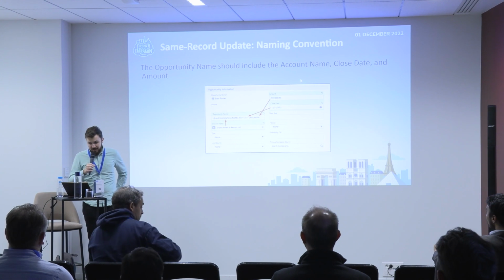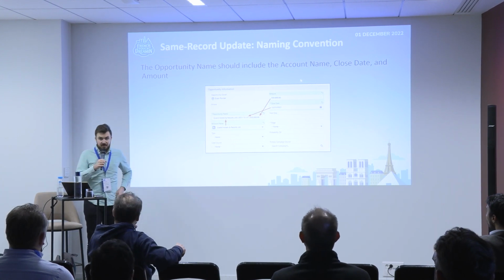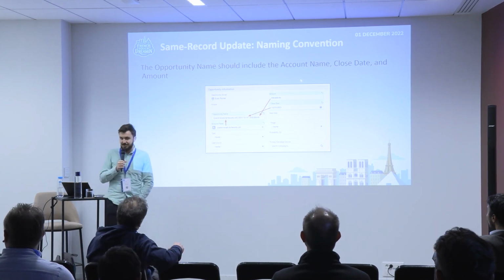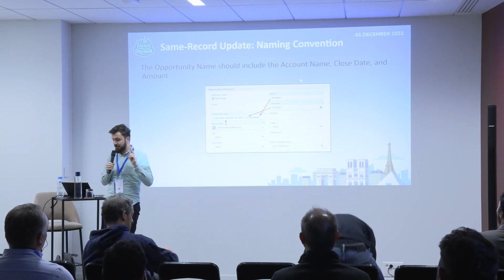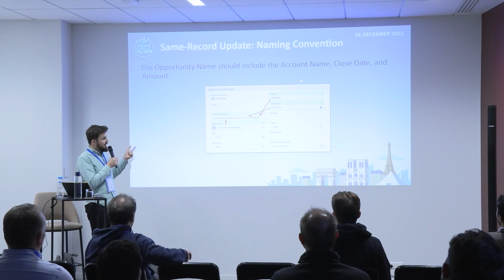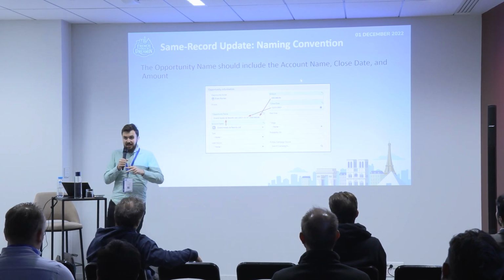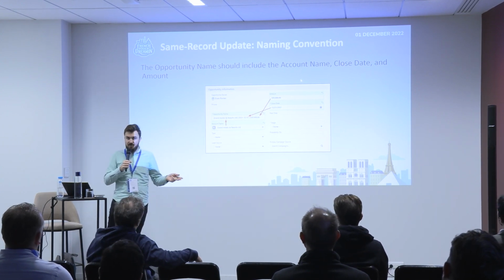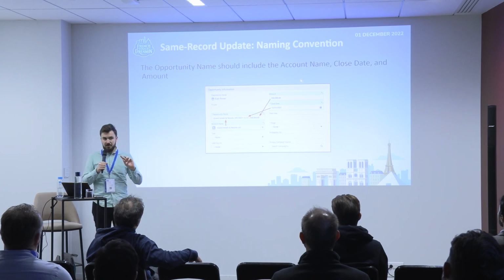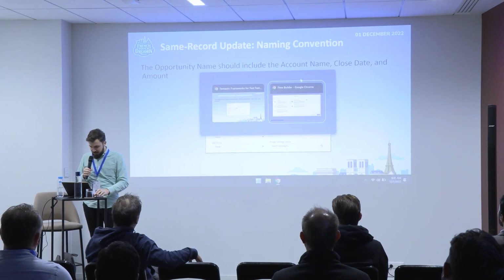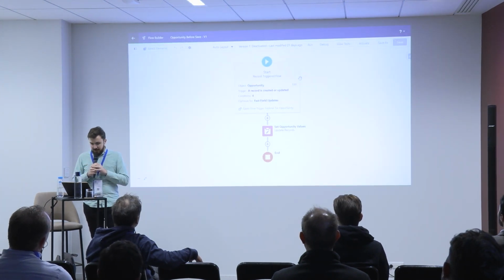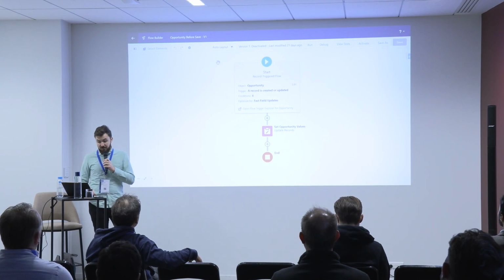Our first example is a naming convention. So this fictitious sales company wants to have all of their opportunity records have consistent names. They should all include the account name, the close date, and the amount. And anytime any one of those pieces of information changes, they want the record to automatically be updated to reflect the latest values. So the way we would do that in a flow, here is my opportunity before save flow.